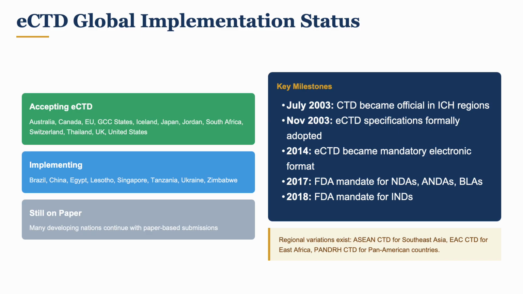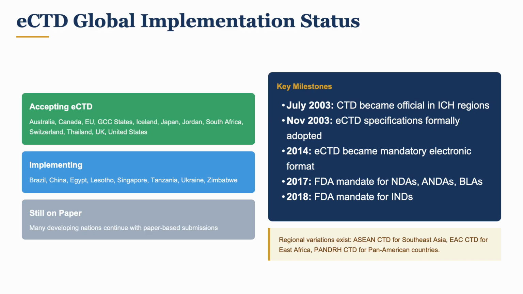Notice the key milestones. CTD became official in July 2003, eCTD specifications were adopted in November 2003, and the electronic format became mandatory starting in 2014 and 2017 in different regions. Also note that regional variations exist.